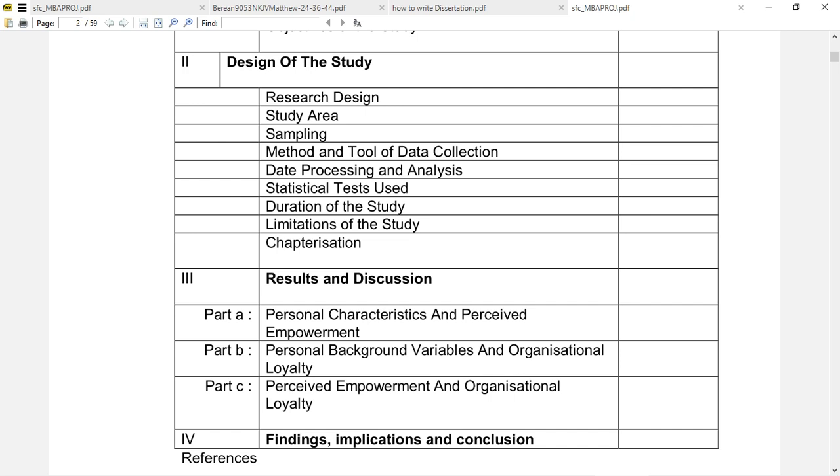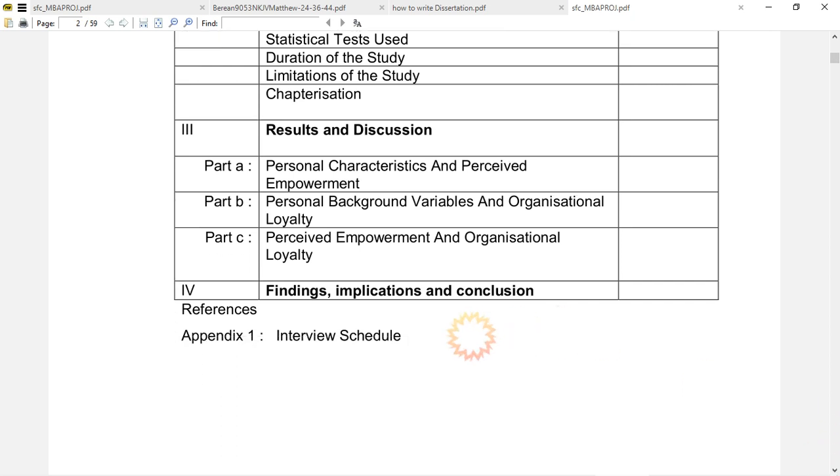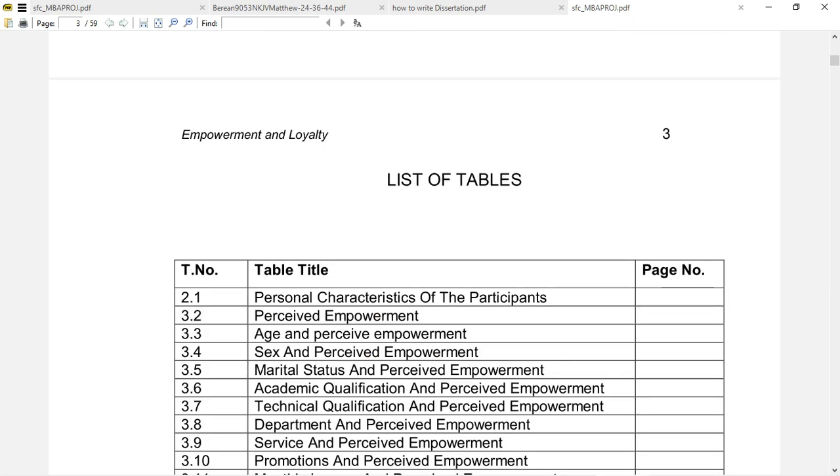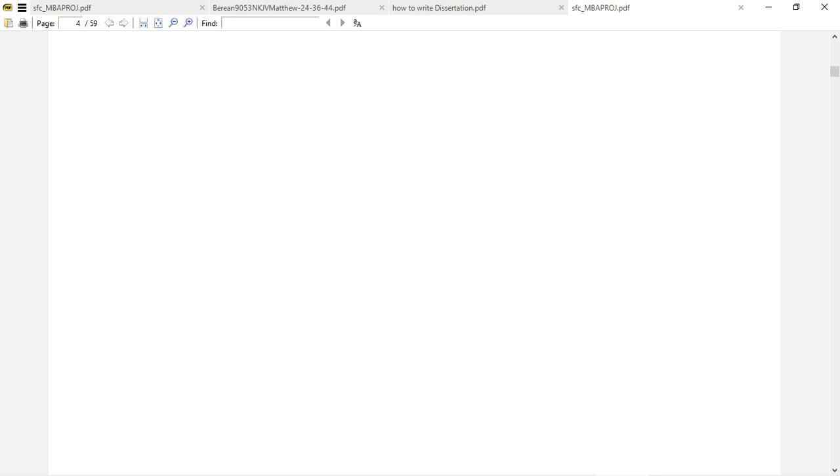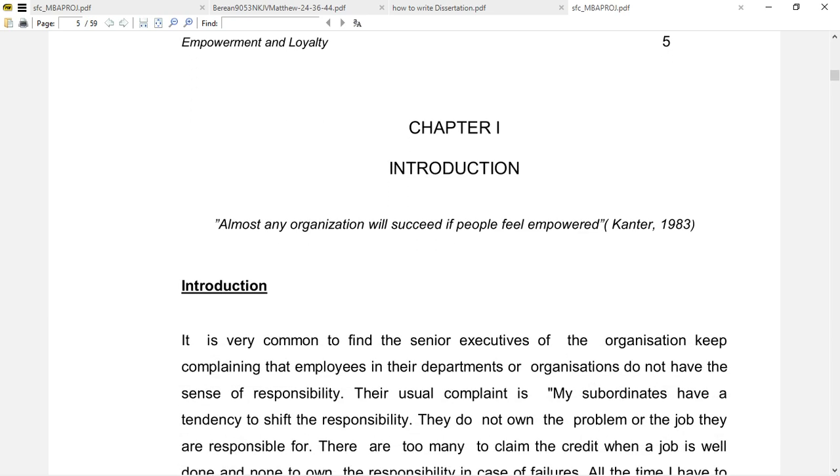All this I have already explained to you in the previous slides, I think in part 2 of the slides. Then chapter 3 is data analysis and interpretation, or it is also called results and discussion. So there are three parts in my results: part A for empowerment, part B for loyalty, part C for relationships between both, and then the last part is findings, implications and conclusion. Then you see that references, then appendix 1, the schedule. So this is the way I would go: list of tables, declaration, then introduction. You can see this is the way I have written.